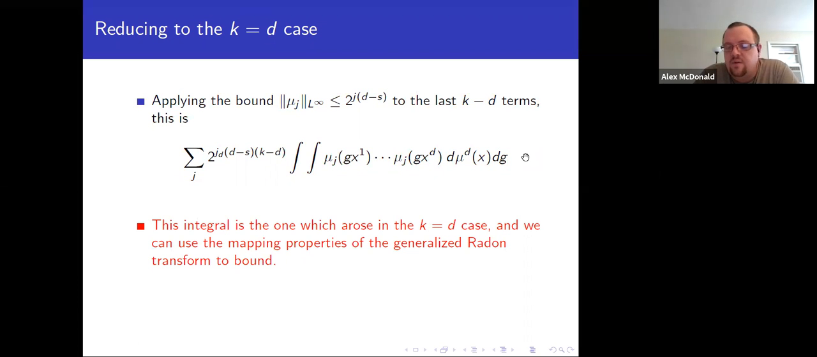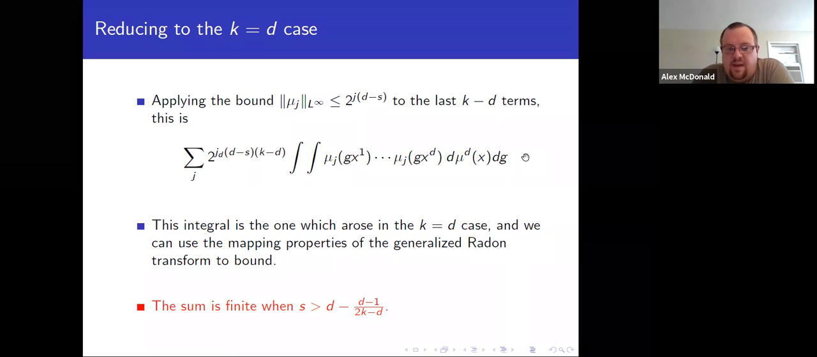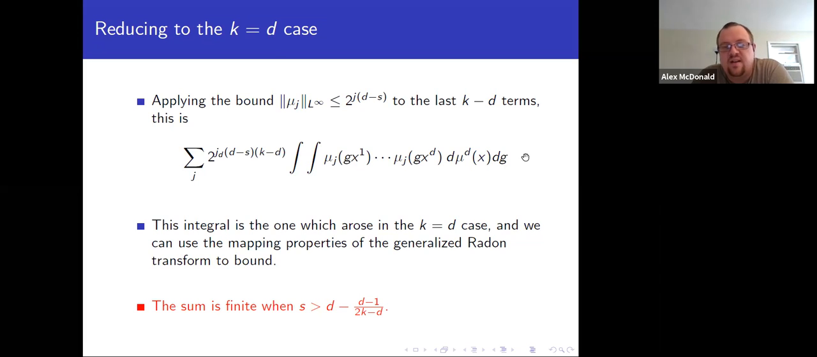So again, you then convert back out of the dg to the d mu to the d of y, and you have the same integral we just analyzed. You can write it in terms of these generalized Radon transforms again, and apply the same ideas. You again get a sum of 2 to some power, and you work out when that power is negative so that the sum converges. And you find that the sum converges when s is greater than the threshold I claimed, d minus 1 over 2k minus d.